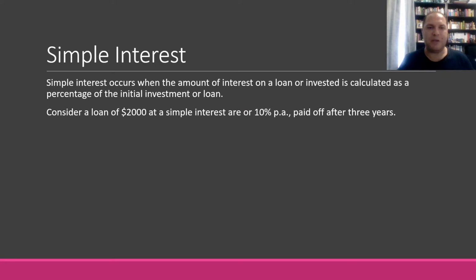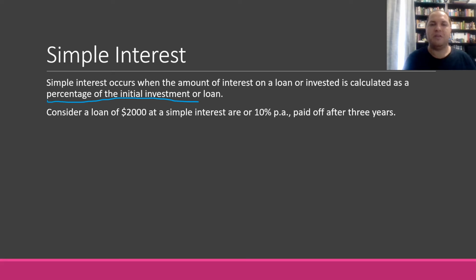All right, so simple interest. It occurs when the amount of interest on a loan or investment is calculated as a percentage of the initial investment or loan. And so the idea is, with simple interest, the amount of interest that you earn for an investment or that you have to pay back for a loan stays the same every year, year on year.